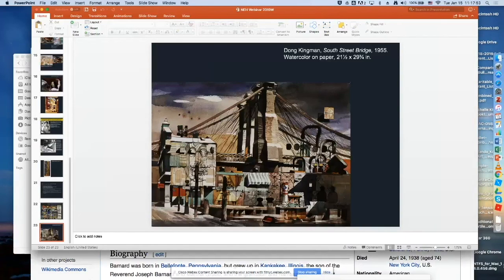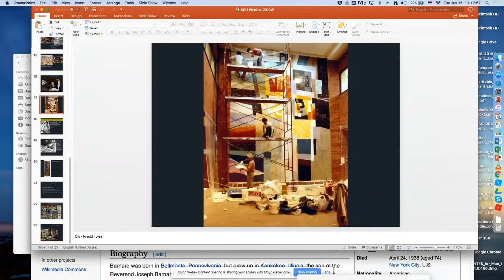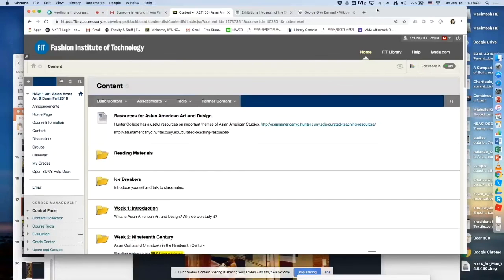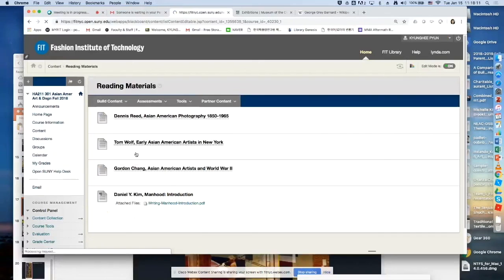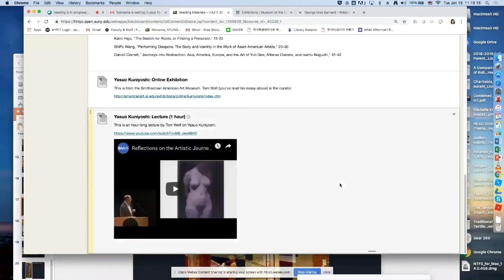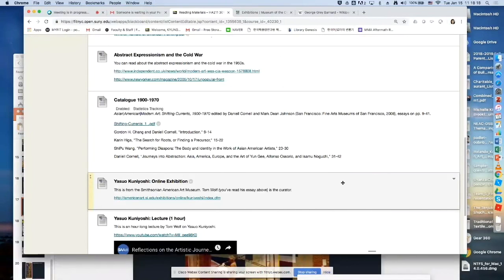classes. And I mean, Asian American art, I didn't know a lot about their background or immigration laws and other social background. So as I know more, I also add little by little to my syllabus. For example, reading materials, as you can see, in the beginning I didn't have a lot, but now it is actually expanding.